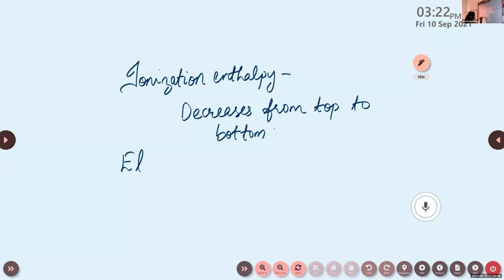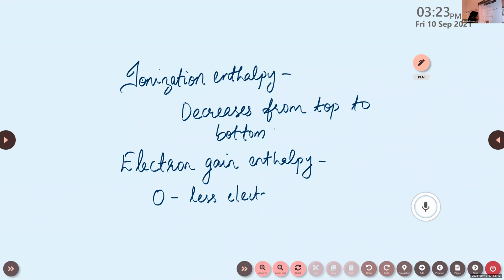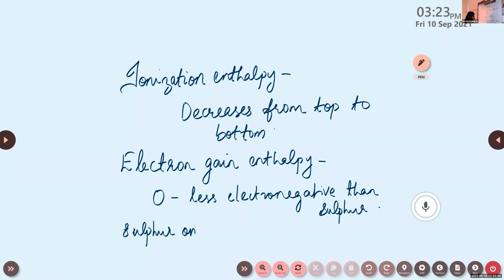Then electron gain enthalpy, the energy required to accept an electron, right? Normally it will follow the trend: electron gain enthalpy also decreases from top to bottom. But in the case of oxygen and sulfur, oxygen is less electronegative than sulfur. Then from sulfur onwards, it will decrease, right? Yes.